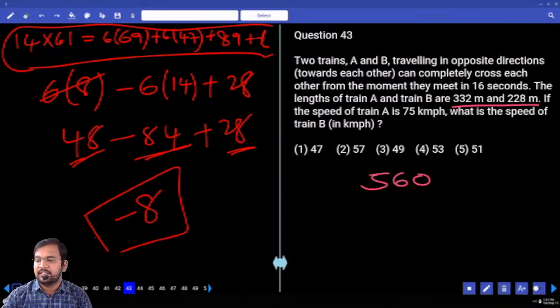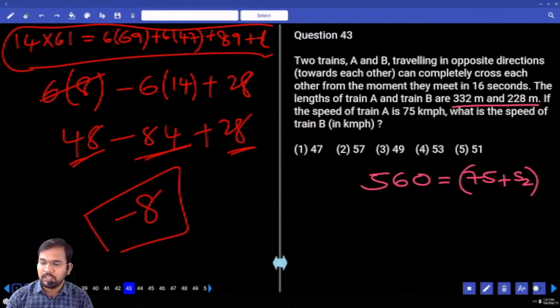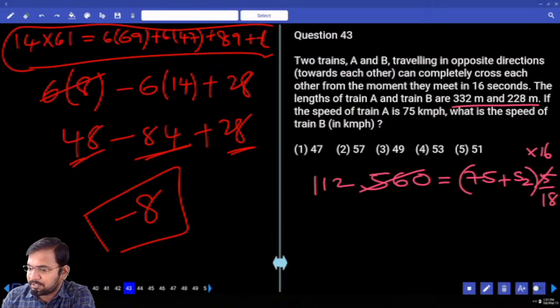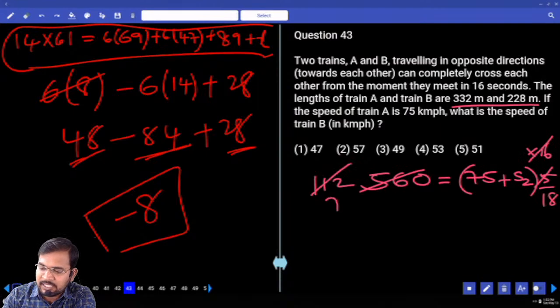This is the distance. Distance is equal to speed into time. Which direction? Opposite direction. The second train's speed we don't know. We assume it as S2, so 75 plus S2 into 5 by 18, into time. Time is how many seconds? 16 seconds. Now we need to find out S2. All of it clear? So cancel the 16 table and the 5 table. 5 how many times? 5 twelves are 60. 16 sevens are 112.